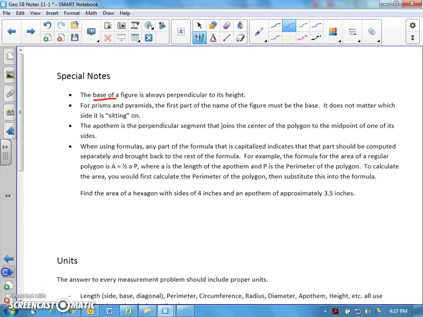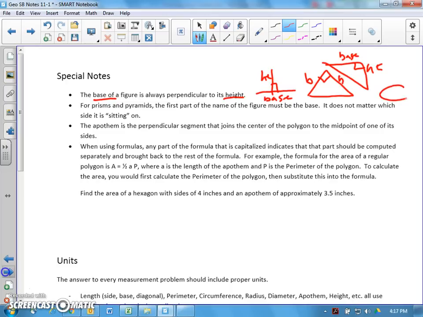The base and the height are always perpendicular. Okay, so this would be my base and this would be my height. The base has nothing to do with what it's sitting on. If I have a triangle that looks like this, then I'm going to make this my base and this my height. Even if it's sitting this way, if this is a right angle, my base and height would look like this. This is true for three-dimensional figures as well.